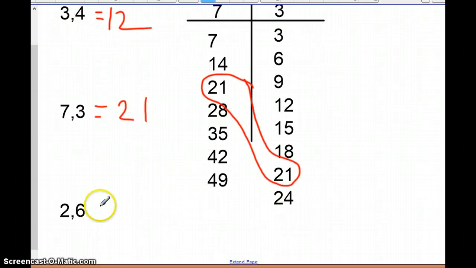Go ahead and try 2 and 6 on your own. This one's a lot easier. So make your T-chart, list your multiples, and then circle the smallest one that they have in common, and that's your LCM.